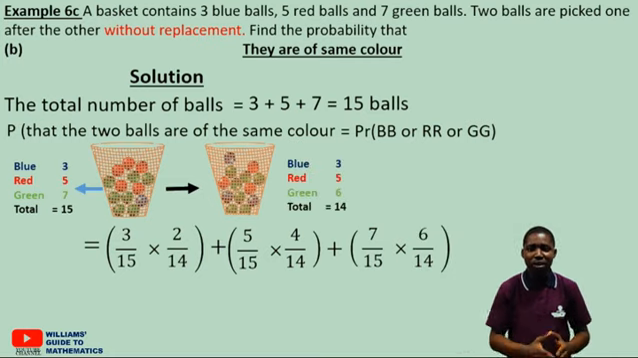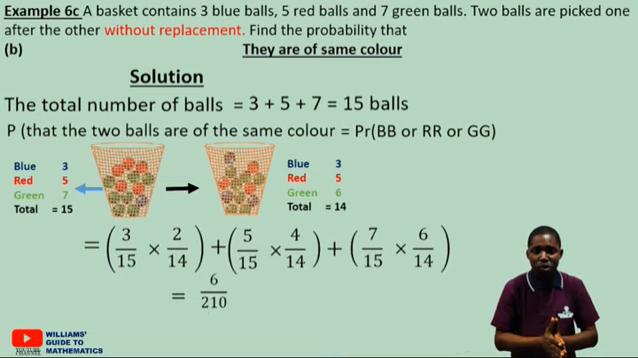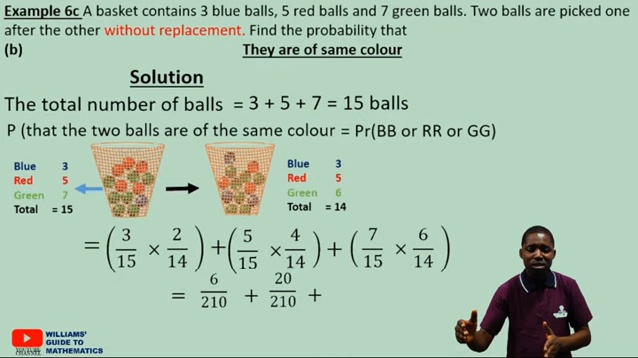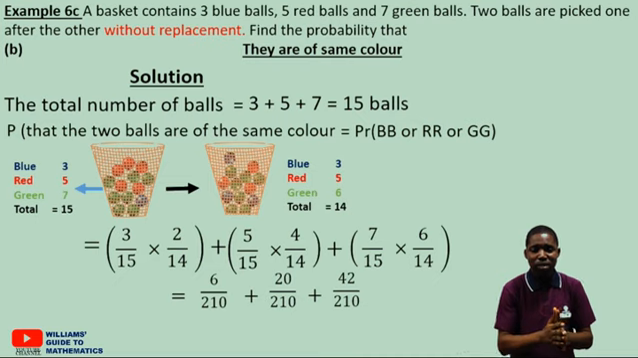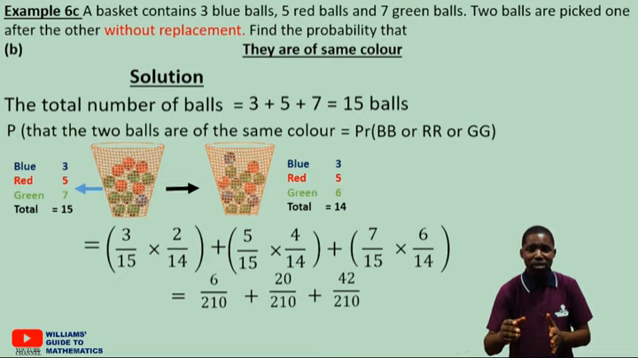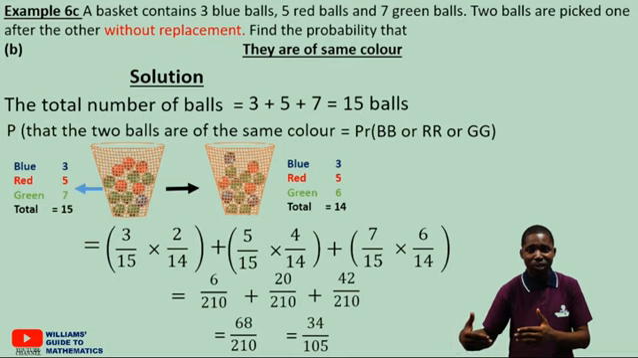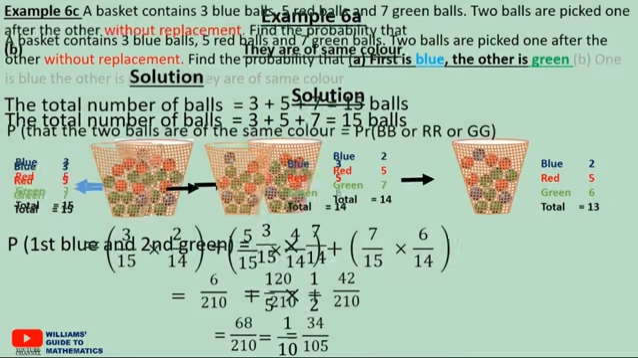So if you multiply all that, 3 times 2 is 6 over 210, plus 5 times 4 is 20 over 210, and then 7 times 6 is 42 over 210. So if I add 6 plus 20, that is 26. 26 plus 42, that is what? 68 over 210. If I divide that by 2, I will have 34 over 105.